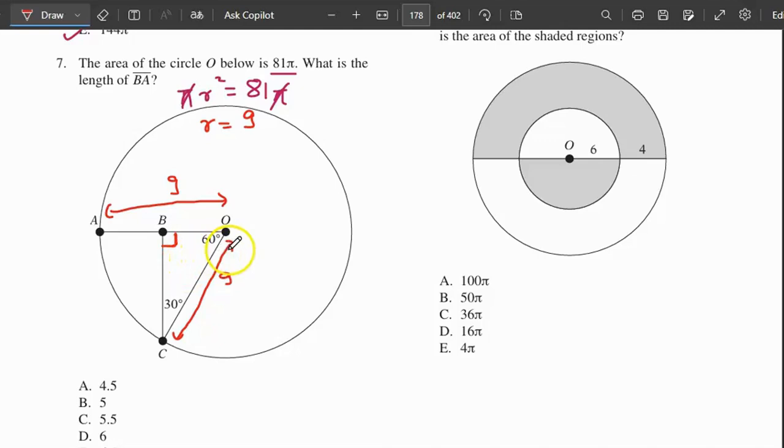Now from this we can use trigonometry to find these values, because Pythagoras theorem is not going to work as much, because we have two missing terms. We don't know the value of BO, we don't know the value of BC also.